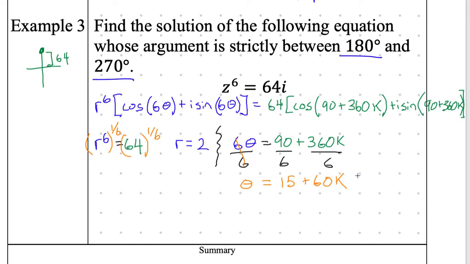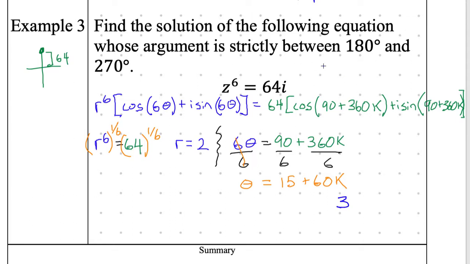So what we need to do now is choose a whole number to plug in for k. Let's choose 1. 1 times 60 is 60. 60 plus 15 is 75. Is 75 between 180 and 270? No. Let's try again. So let's try 2. 60 times 2 is 120. 120 plus 15 is 135. Still not there. Let's try 3. If I plug in 3, 60 times 3 is 180. 180 plus 15. Now we're in between.